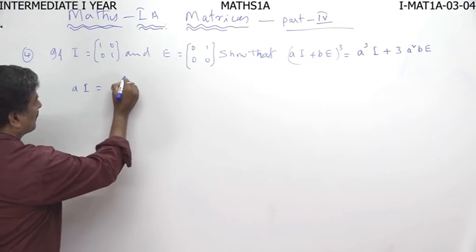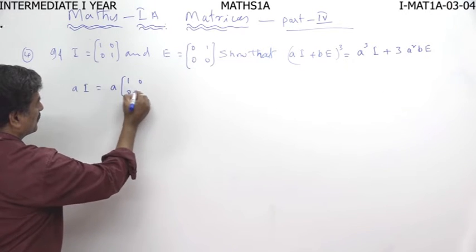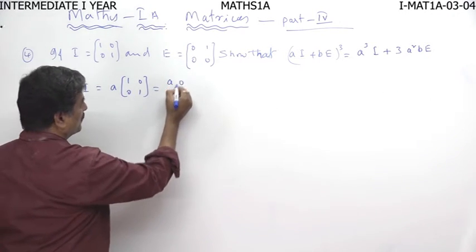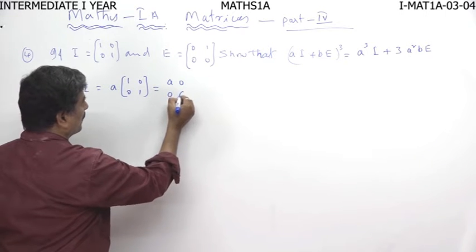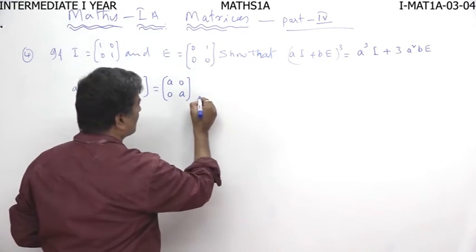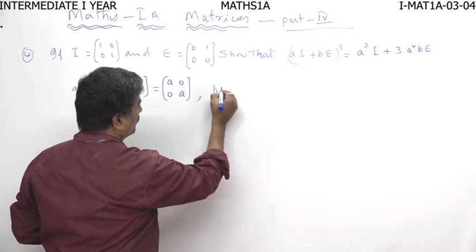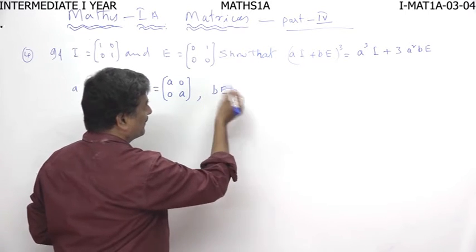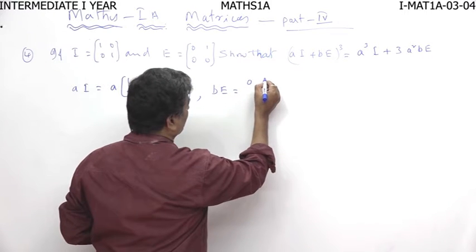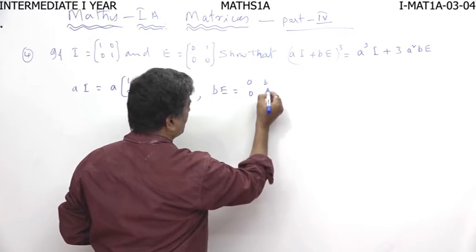So now, first, I'll take A into I. That is [[A,0],[0,A]]. Next, B into E: you multiply each element with B. That is [[0,B],[0,0]].